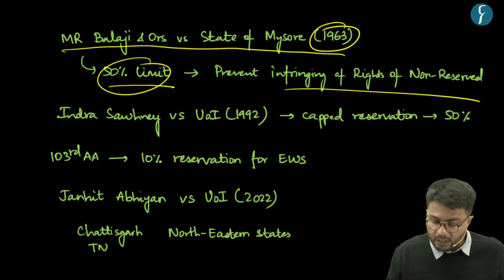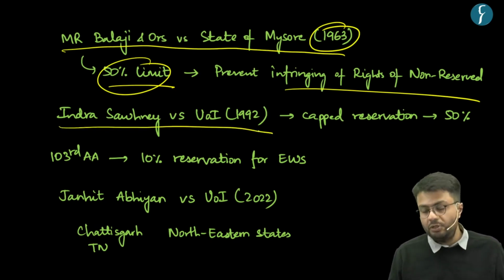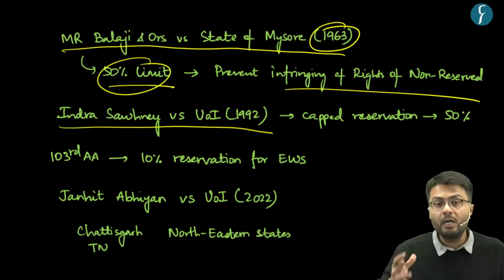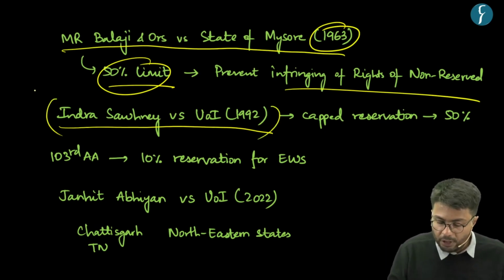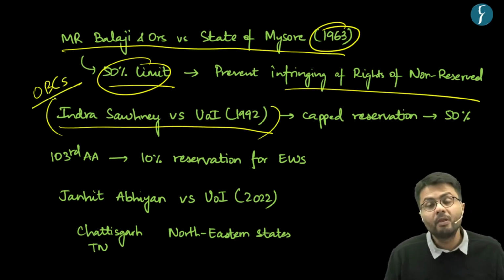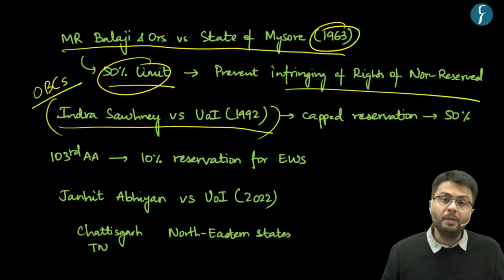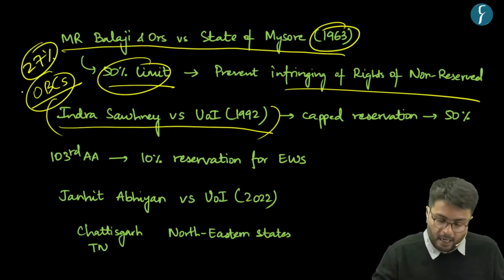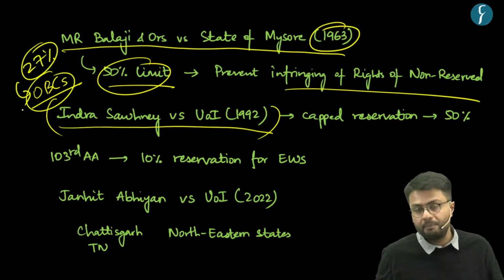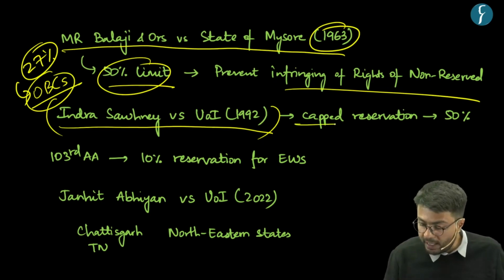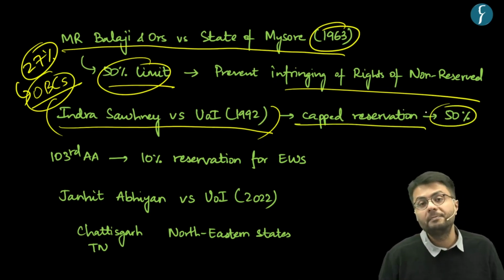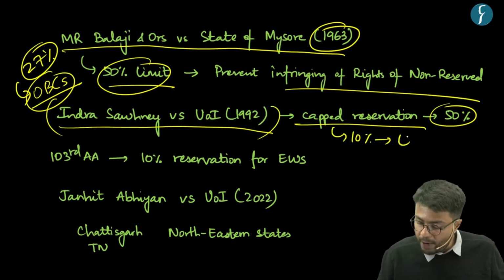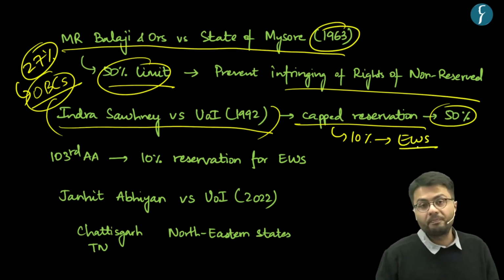And this issue again was dealt with by the Supreme Court in the Indra Sawhney versus Union of India case. This judgment heard the case related to reservations for the other backward classes. In this particular judgment, the Supreme Court upheld the reservation of 27% which was provided to the members of other backward classes. However, the Supreme Court also capped the reservation at 50%. Hence, it invalidated the extra 10% reservation which was provided to the economically weaker section.